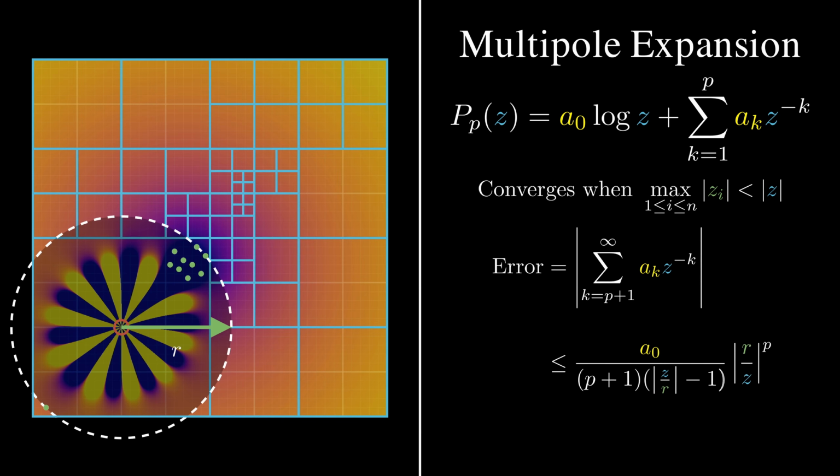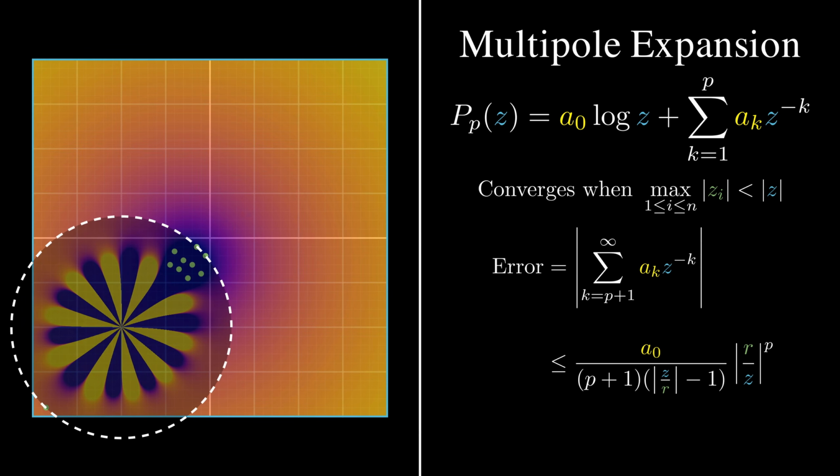We see that the error is exponential in terms of the ratio of the cluster radius r to wherever we are evaluating the potential from, which is very good. The further we are from the cluster, the faster the error bound drops and the better the approximation becomes. And you can see how with p equals 10, the error is already barely visible.